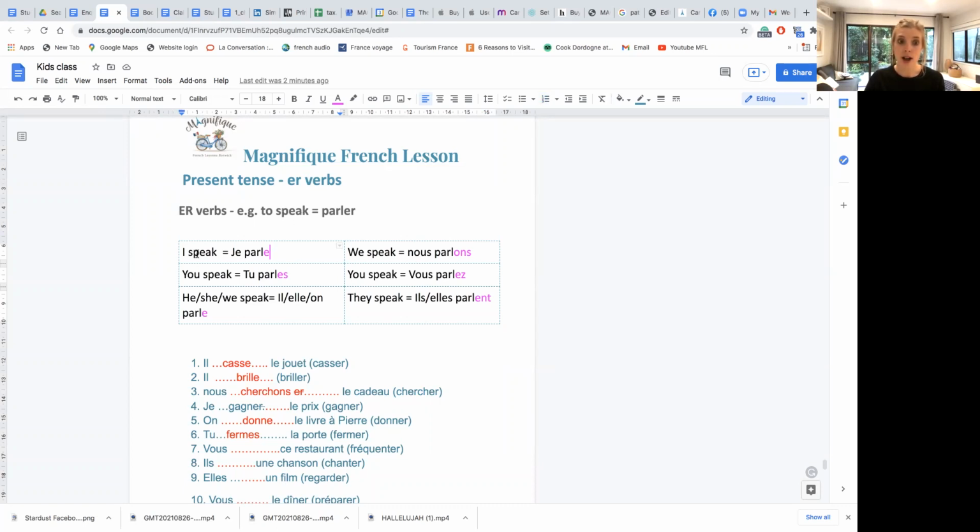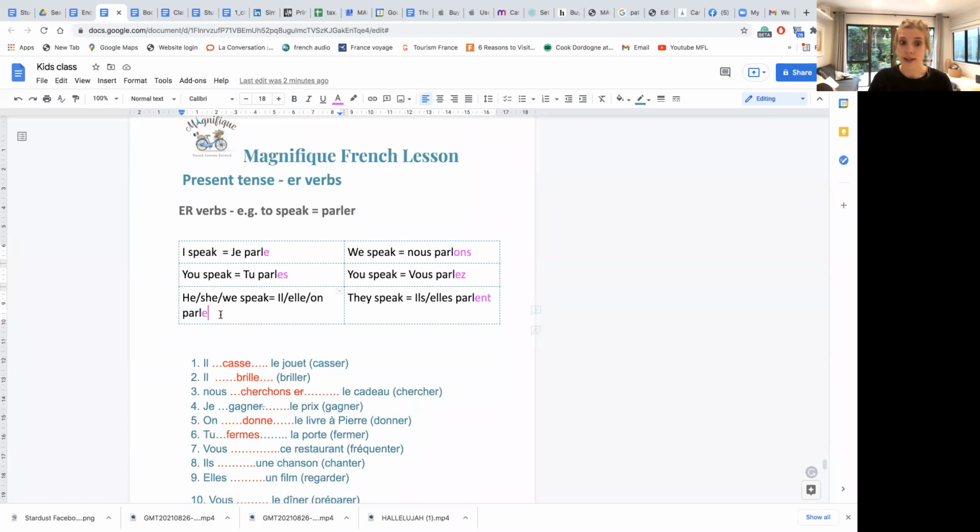So when we go down to here, I speak, you say je parle. But when you go to you speak, you say tu parles. You see how the ending changes. It goes from parler up here with its ER on the end. But when I put it with I, we drop the R and we just have the E. When you have it with you, add an ES. When you do it with he, she, and we, you have just the E.